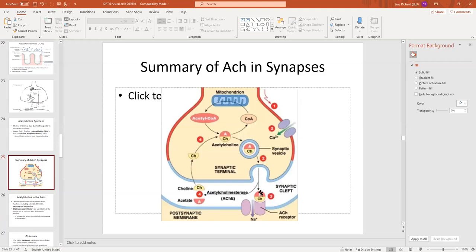Exocytosis, acetylcholine will be released onto the receptor, then acetylcholine esterase will break it to form choline and acetate. Acetate will be diffused, maybe used somewhere else. But choline will be transported back to the axon terminal. Then choline will combine with the acetyl-CoA produced by the mitochondria to form acetylcholine and CoA. CoA will be reused again. And the acetylcholine will be packed into the vesicle and waiting for the next signal, the next action potential. So that's that.